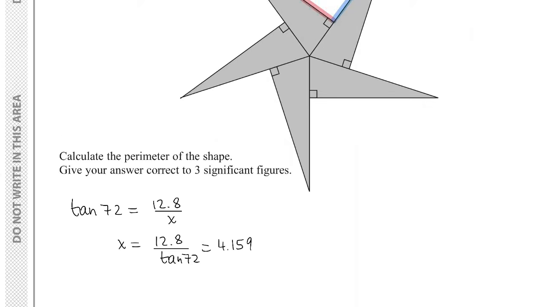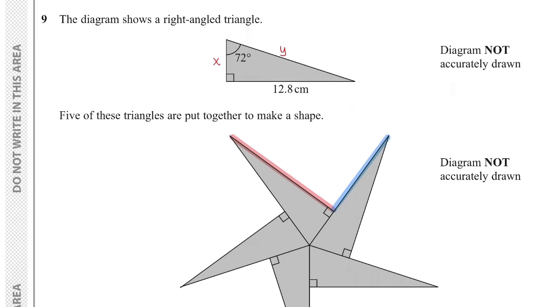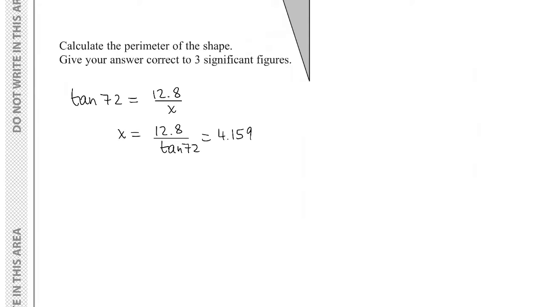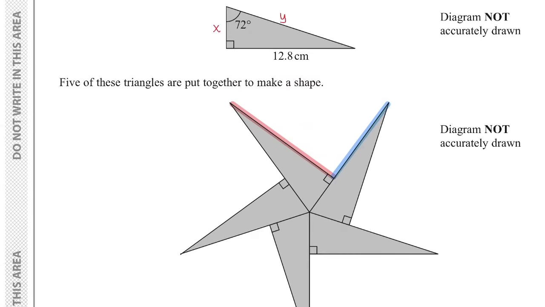And for Y, we can use sine. Sine of 72 is 12.8 over Y. So Y is 12.8 over sine 72, which gives an answer of 13.459. So we found the missing sides, and we can revisit the diagram here.